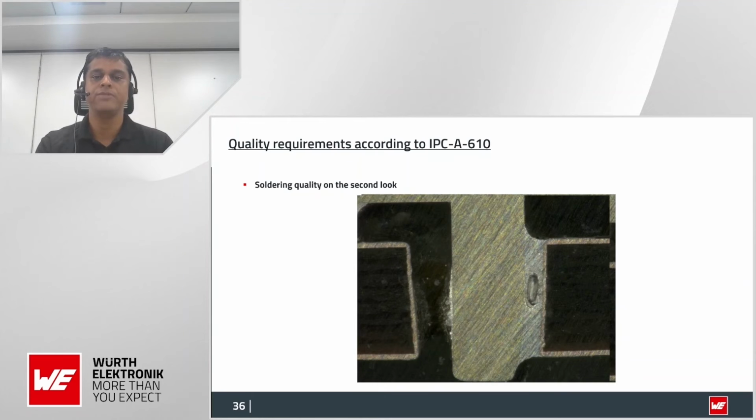And there is another picture. You can see that an air bubble has been created. Even though the solder paste on one side is open, the other side which is completely filled is also not done properly. You can see the air bubble clearly in the picture, so we didn't get the proper quality look as per the IPC standard.